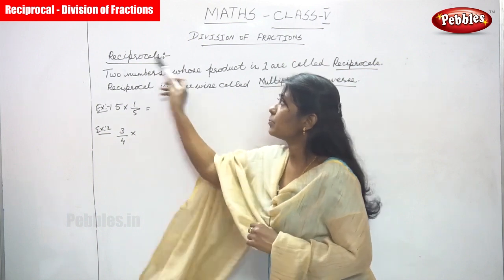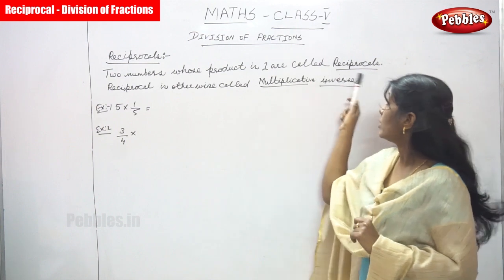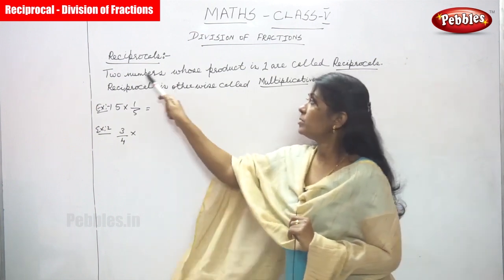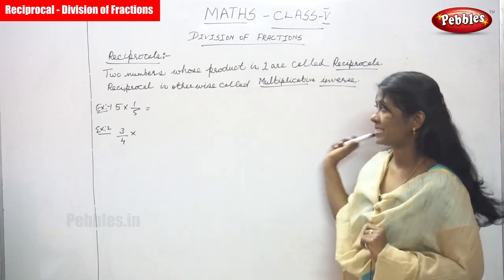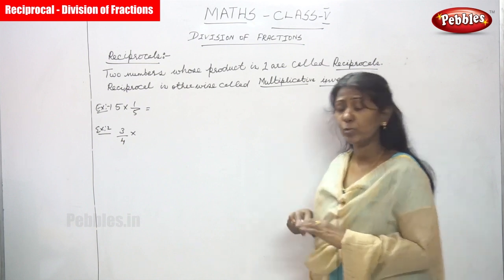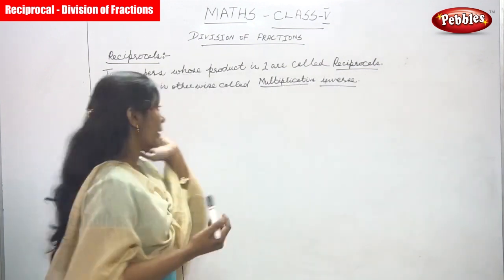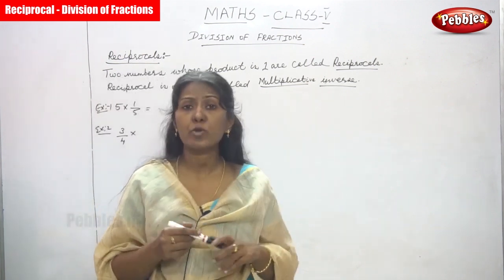So listen, reciprocals, what does it mean? Two numbers whose product is 1 are called reciprocals. Reciprocals are otherwise called multiplicative inverse. Multiplicative inverse. Look at an example. If I give a proper example, definitely you will understand the meaning of reciprocal.